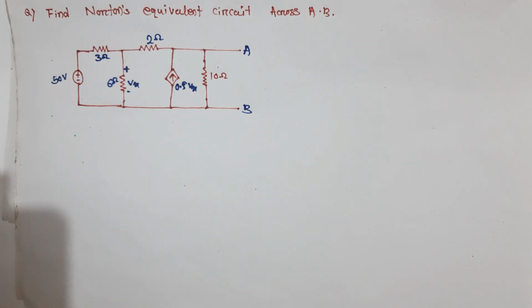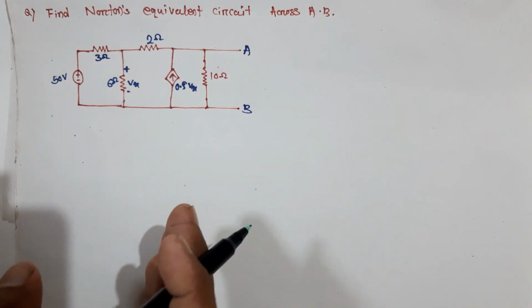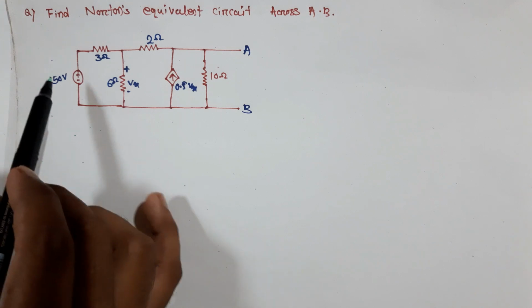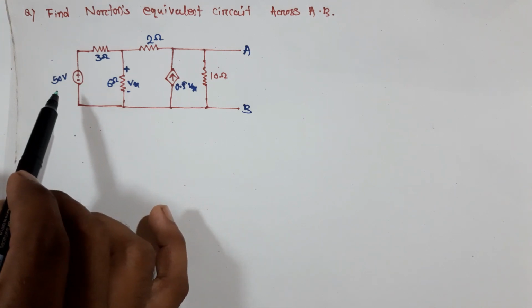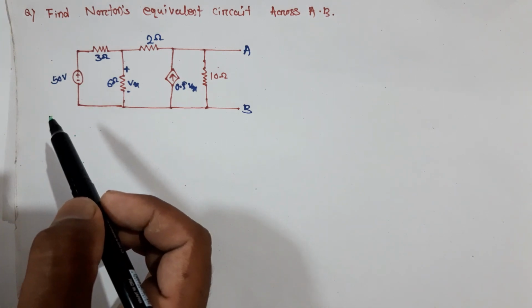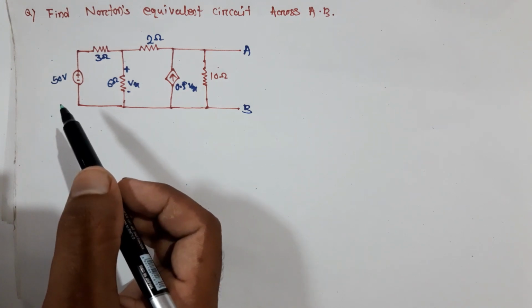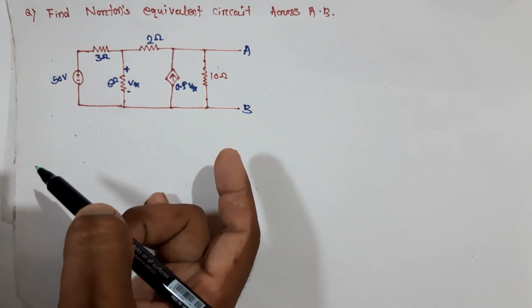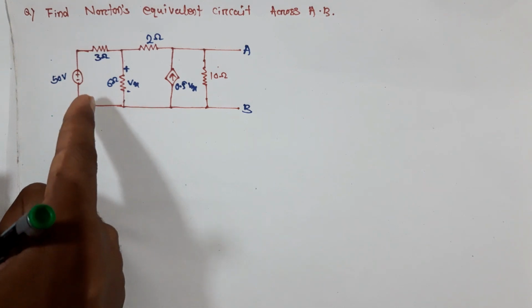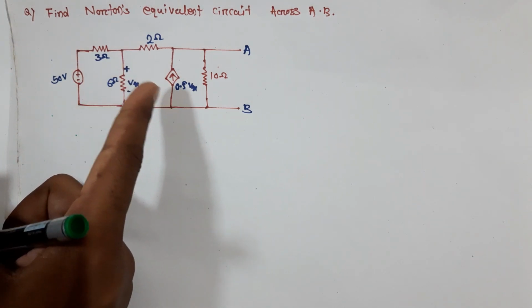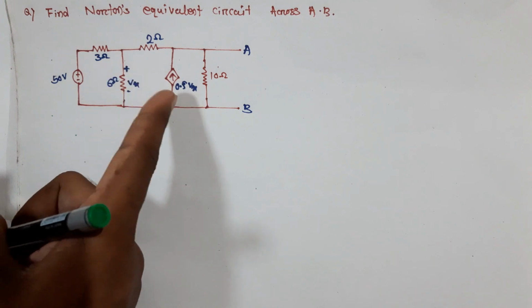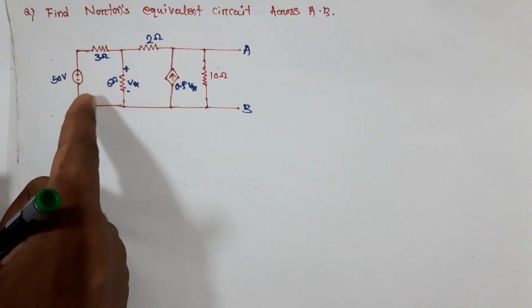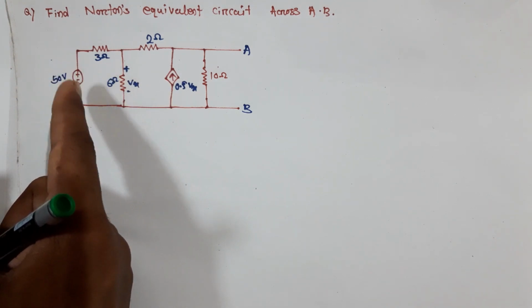Today we are going to discuss how to find the Norton equivalent circuit if dependent sources are present. In our previous video we learned how to find the Norton equivalent circuit if only independent sources are present. But in this case both dependent and independent sources are present. Then how to find the Norton equivalent circuit?